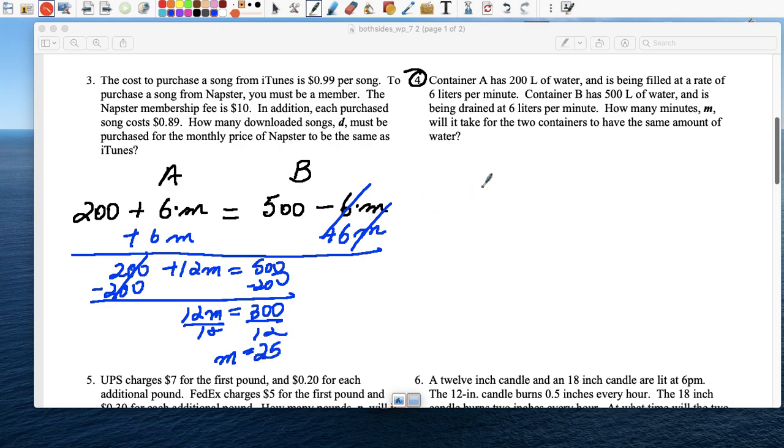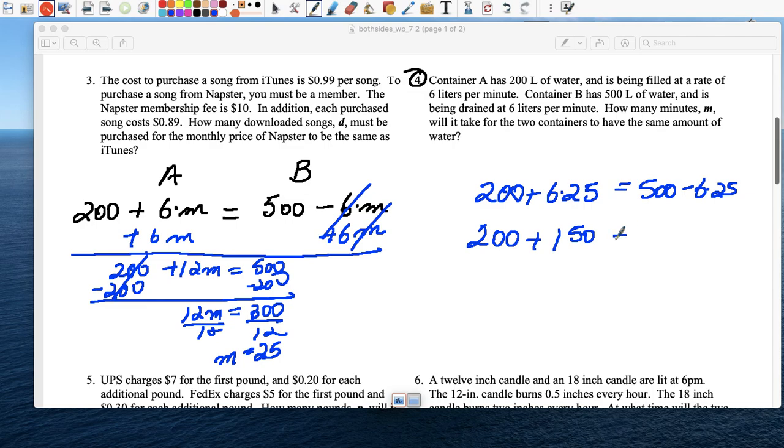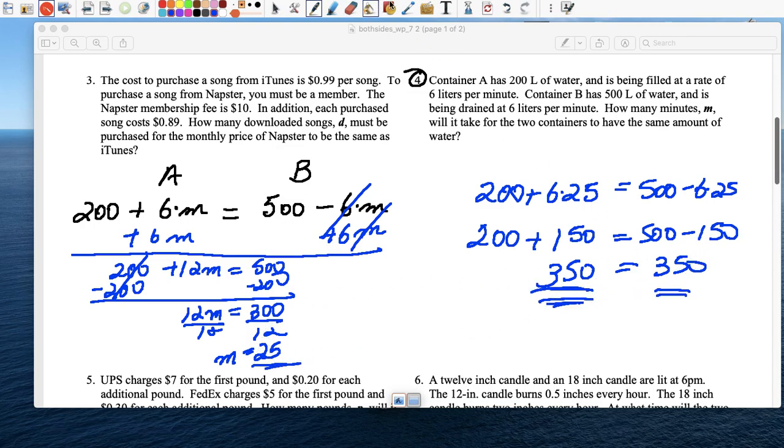And then I'm just going to do a check. So it's 200 plus 6 times 25. And on the other side, it's 500 minus 6 times 25. So let's see if we get these correct. So here is 200. 6 times 25 is 150. Here's 500. And 6 times 25 is 150 as well. 200 plus 150 is 350, and then 500 minus 150 is 350. So look, in exactly 25 minutes, they will both have 350 liters in their containers.